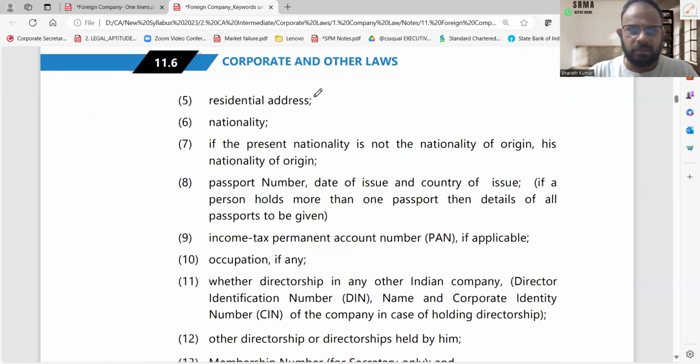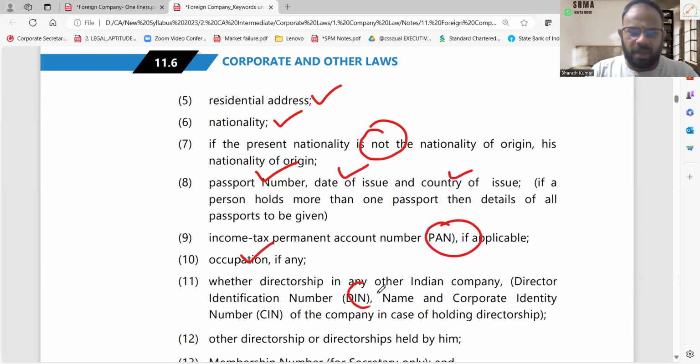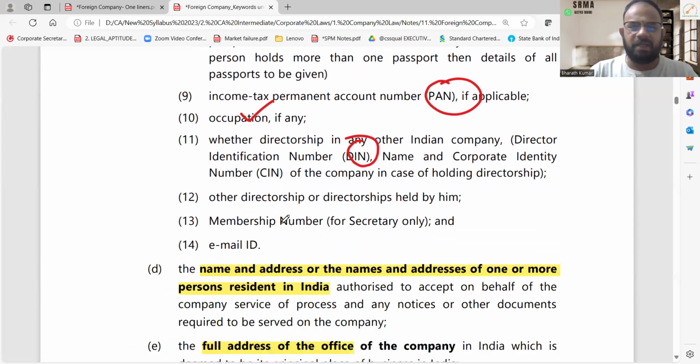Residential address, nationality. If the present nationality is not the nationality of origin, then what is your original passport number, date of issue, country of issue, who gave this, what's your PAN, what is your occupation, do you have a DIN if you are a director in an Indian company? DIN means Director Identification Number, SIN, corporate identity number, any other directorship, membership number if you are a company secretary, and email ID. All these basic details.